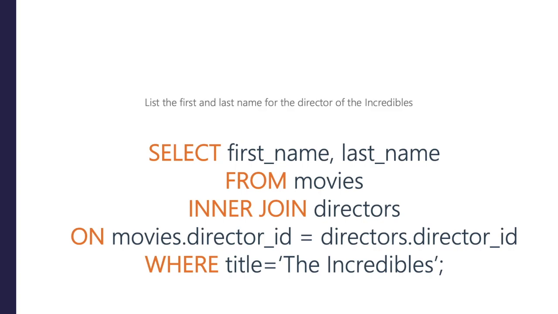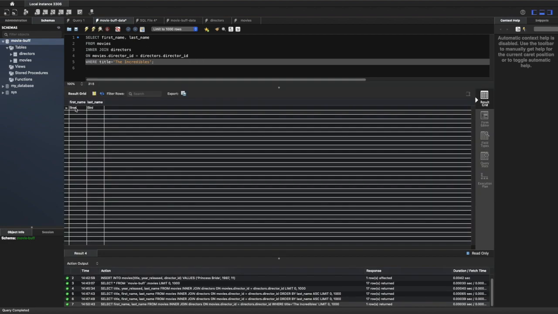So let's take a look at this result. Once we plug in our query, we're going to run it. So we see our director come back with the first name Brad and the last name Bird.